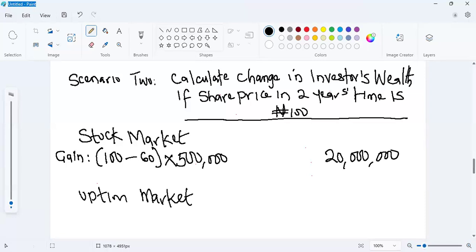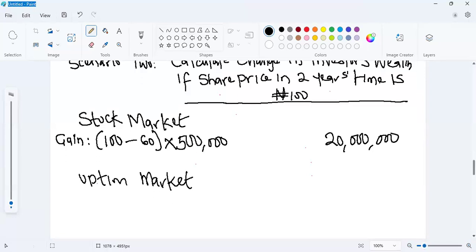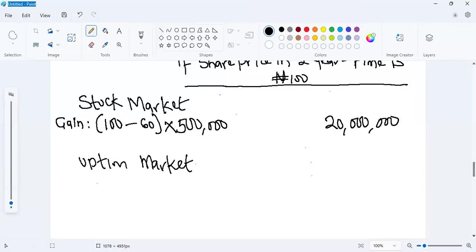Now we move to the option market. At the option market, you have obtained a right to sell your shares for 50 naira per share in 2 years' time. When we get to 2 years, the share price at the stock market is now 100 naira per share.